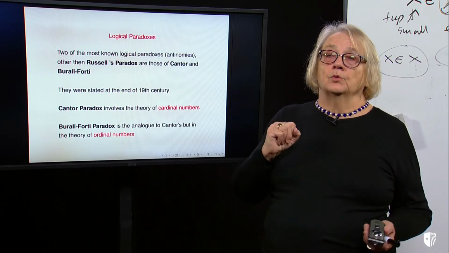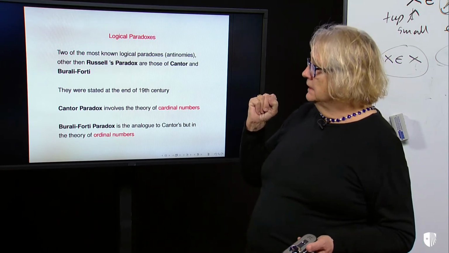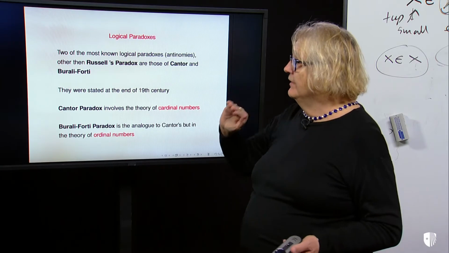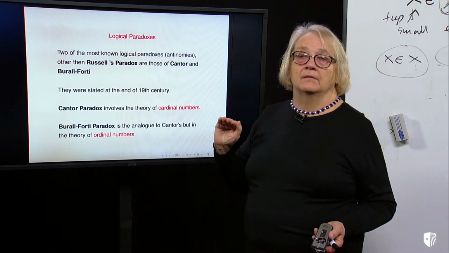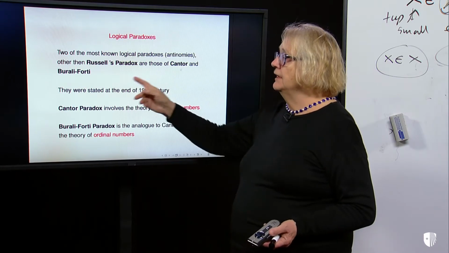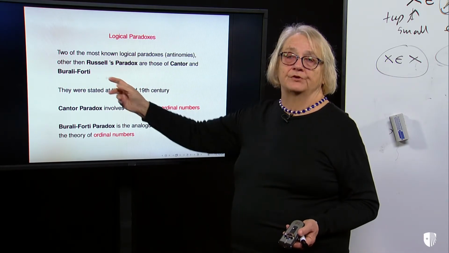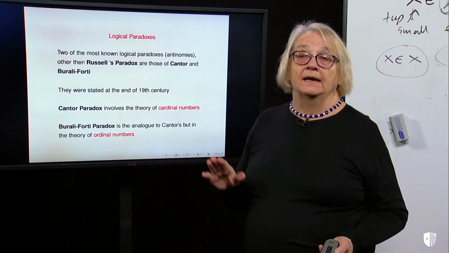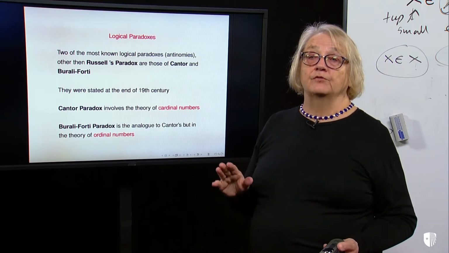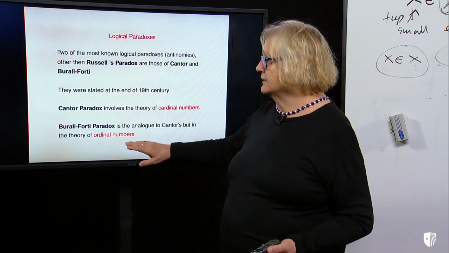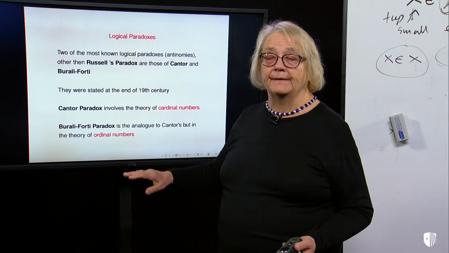So we did the Russell paradox. Other logical paradoxes are called Cantor and Burali-Forti, and they were stated at the end of the 19th century. The Cantor paradox involved the theory of cardinal numbers, and the Burali-Forti paradox, ordinal numbers.